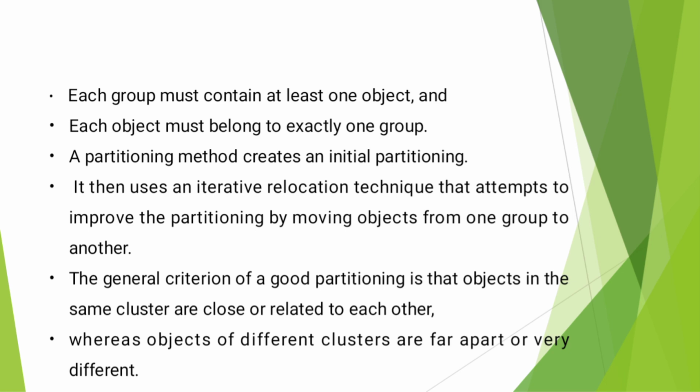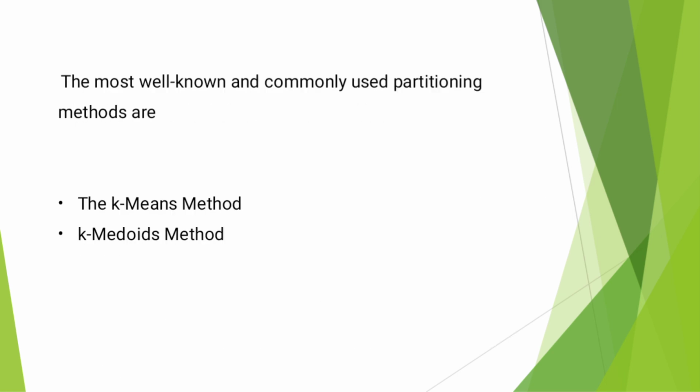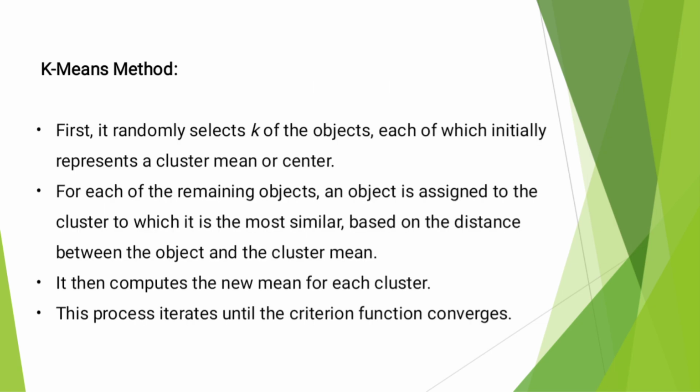A partitioning method creates an initial partitioning. It then uses an iterative relocation technique that attempts to improve the partitioning by moving objects from one group to another. The general criterion of a good partitioning is that objects in the same cluster are close or related to each other, whereas objects of different clusters are far apart or very different. The most well-known and commonly used partitioning methods are the k-means method and the k-medoids method.